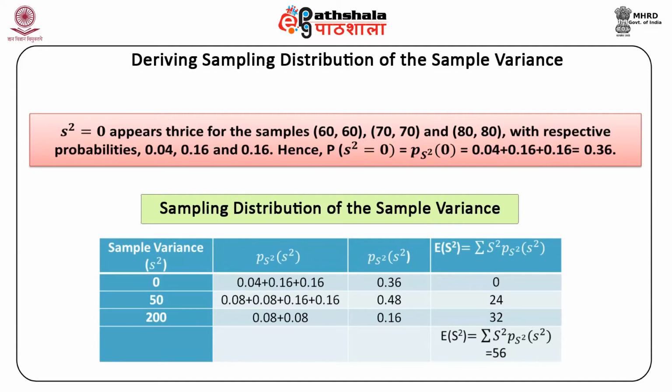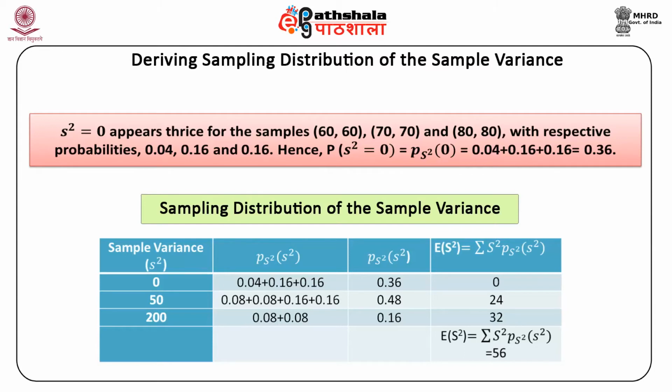In this table, we have the sample variance, which is S square, which takes 3 possible values, 0, 50 and 200. We have their corresponding probabilities in the second column. In the third column, we have simplified this and we get the values for each of these variances equal to 0.36, 0.48 and 0.16. And in the last column, we have tried to calculate the expected value of S square, which we have defined to be summation of S square into P of S square, and we have these values 0, 24 and 32.